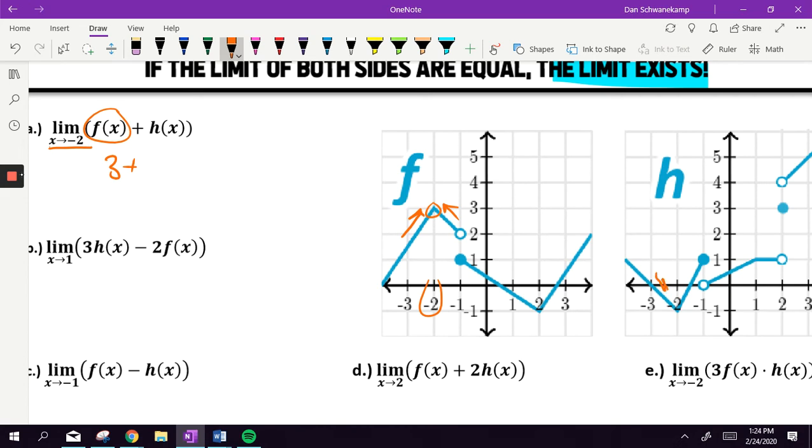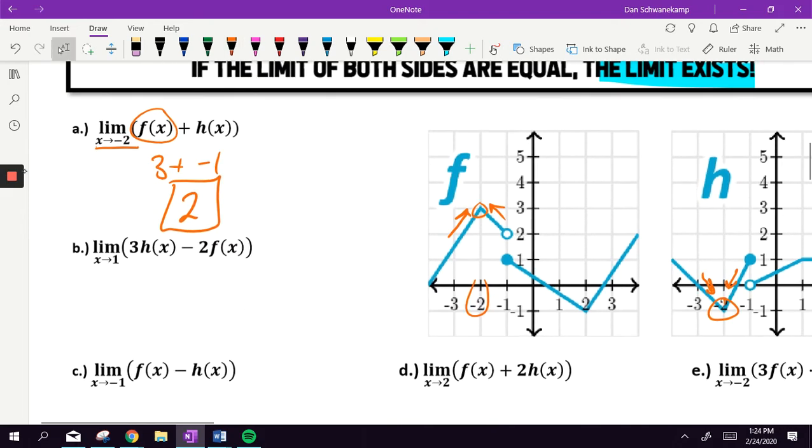Yep, it's negative 1. She's walking on this side. This side, we're getting closer and closer to negative 1. 3 plus negative 1 is 2. Boom, done. Again, don't overthink it. Some of them are easy. Try the next one. Try letter B.